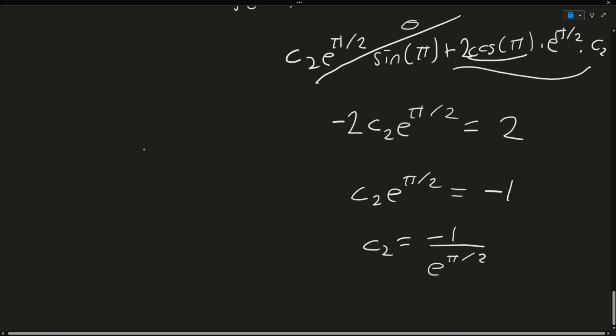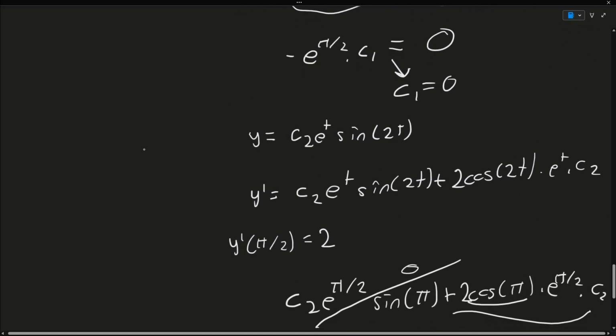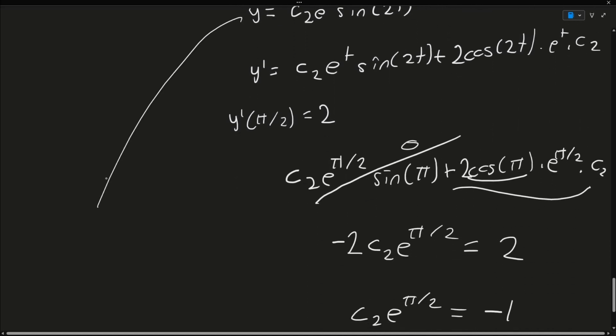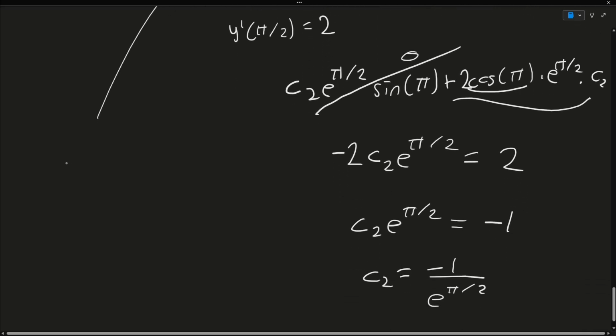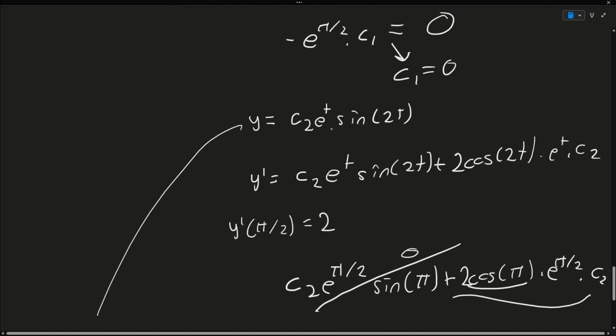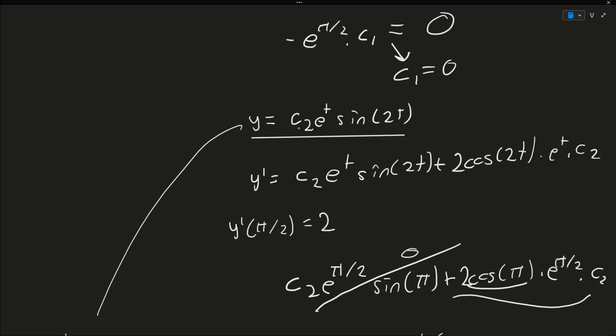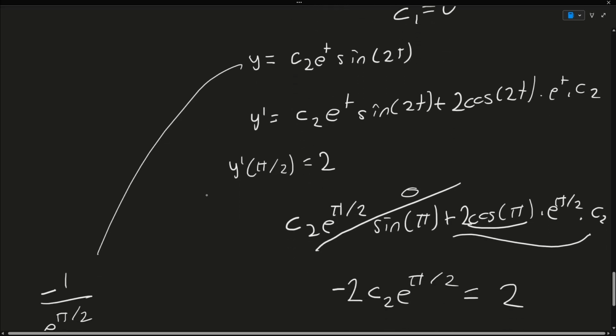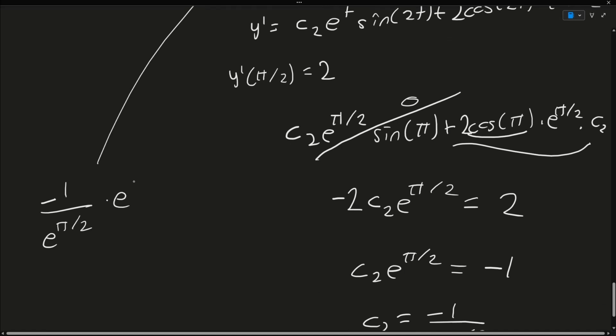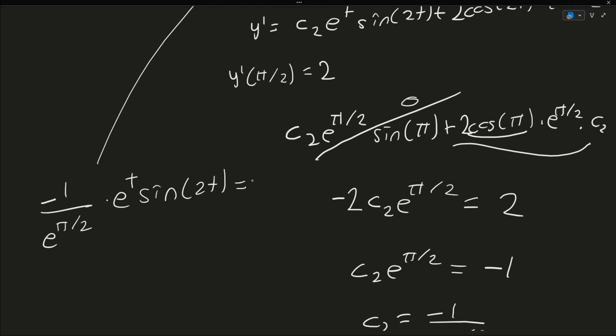So now that we know what c2 is, we can plug this into our solution. Our c2 was negative 1 over e to the pi over 2, and our solution is e to the t sine of 2t. So we will have negative 1 over e to the pi over 2, multiplied with e to the t sine of 2t, equals y.